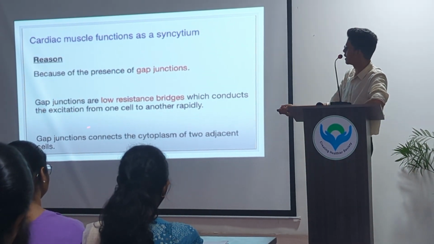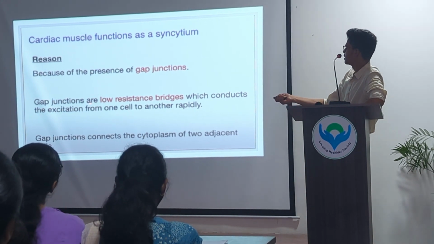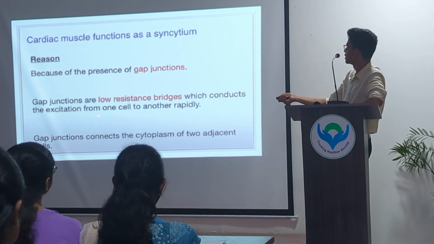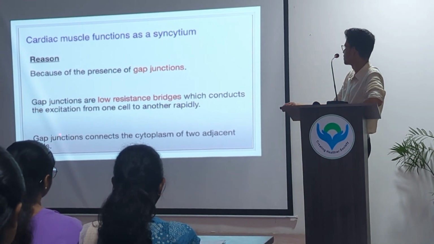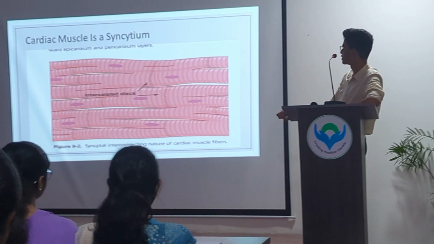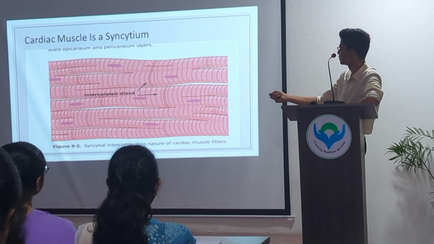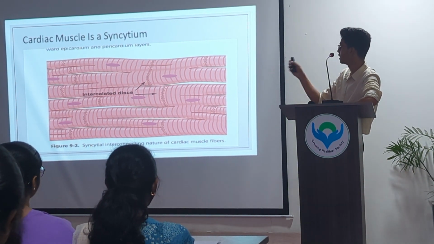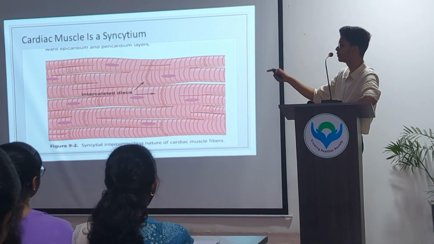Here is another example. They are just bridges. Gap junctions are low-resistance bridges which conduct excitation from one side to the other rapidly. They connect the cytoplasm of two adjacent cells. You can see here is the plasma membrane, but you will find the gap junction connecting, going as deep as into the cytoplasm of two cells.